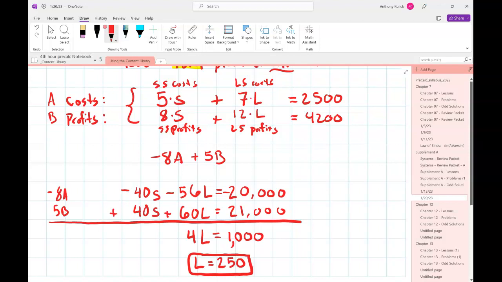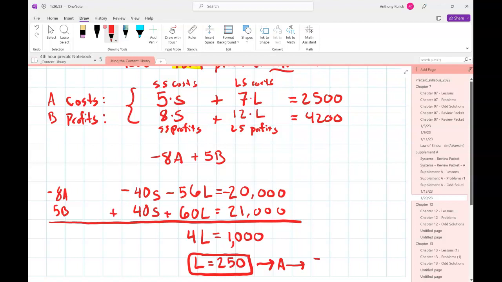To get S, now I'm going to plug L back into either equation A or equation B. Does it matter which equation I choose? No. Does Mr. Kulik have a preference? Yeah. Which one would I choose? I'd plug it back into A because the coefficients are a little bit smaller in equation A than they are in equation B. And I would prefer not to do 250 times the biggest number possible.